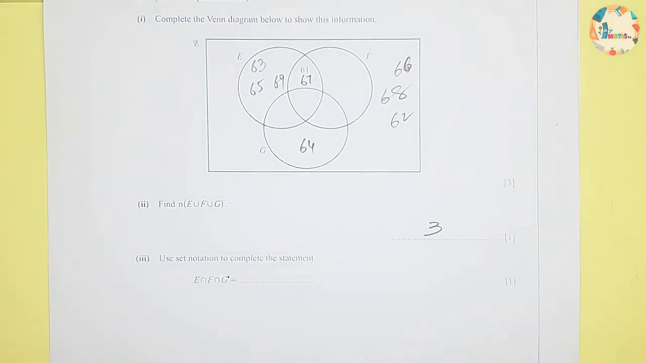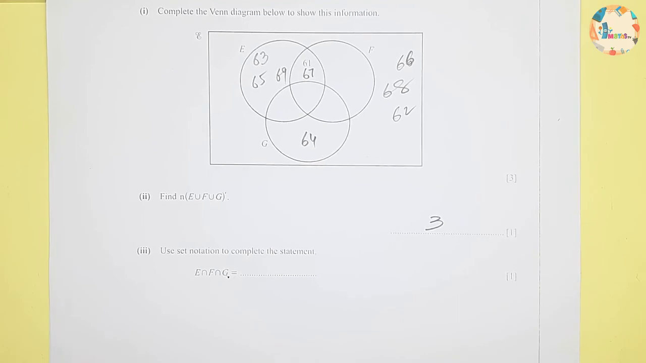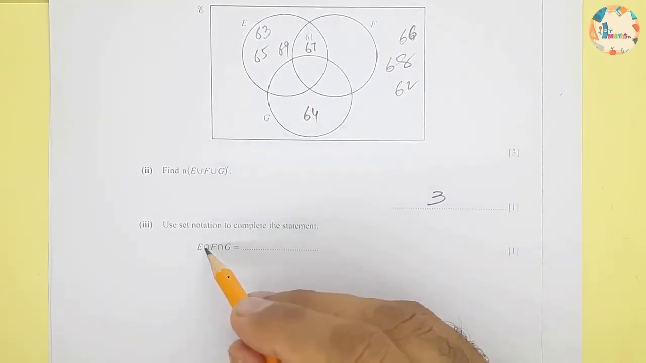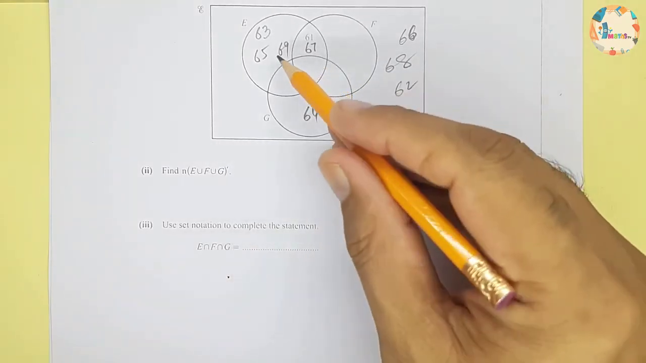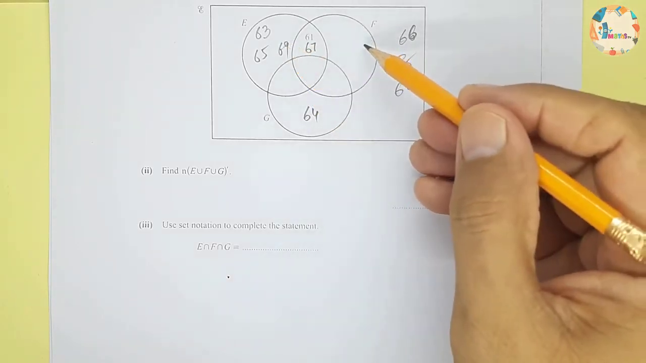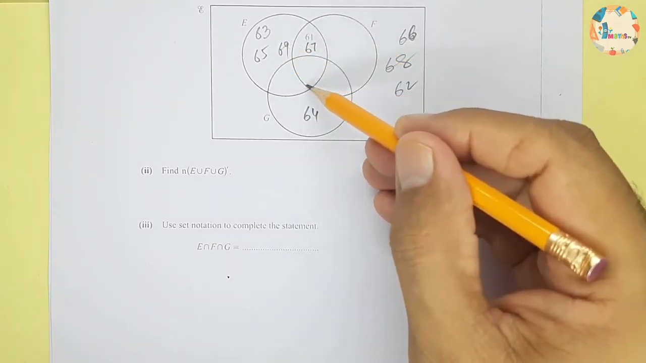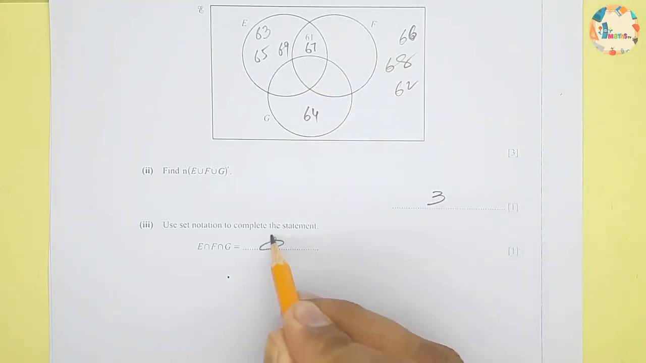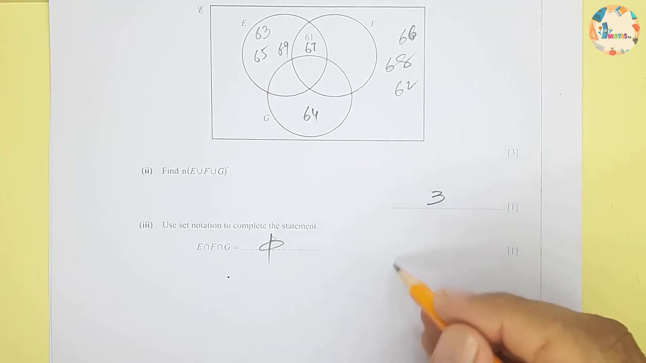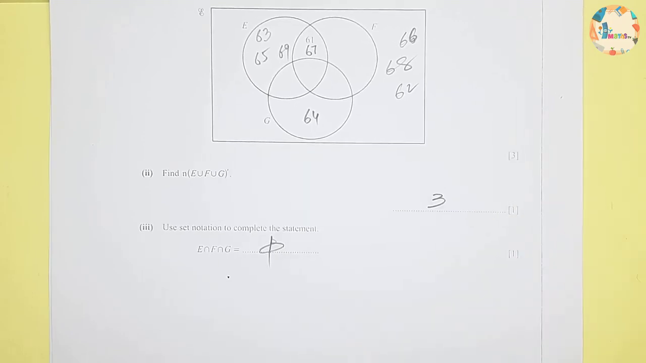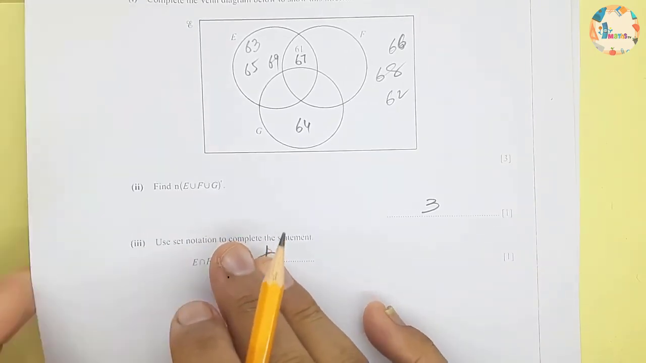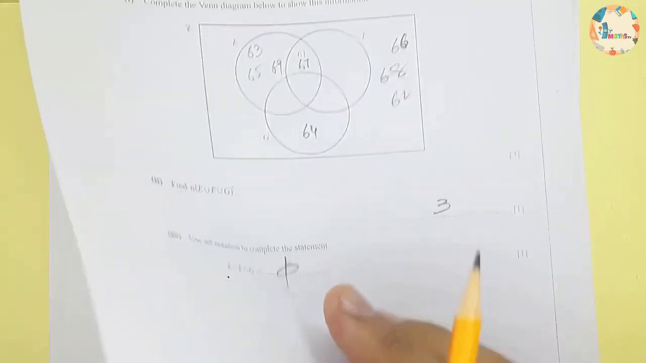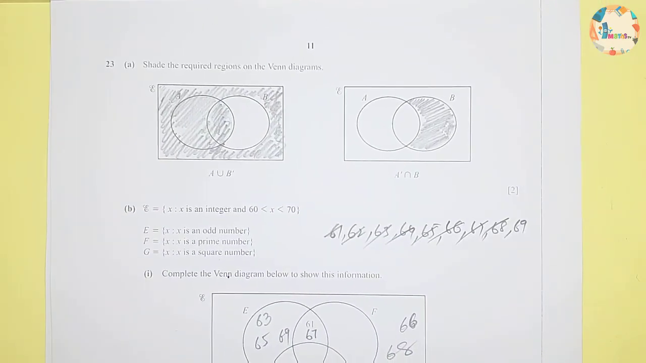Use set notation to complete the statement, and the statement we need to complete is this one. E intersection F intersection G. E intersection F intersection G is this portion which is empty, nothing there, so we can write phi, this symbol, or 2 empty brackets we can write. And we are done with the paper, and hopefully you understood each and everything.